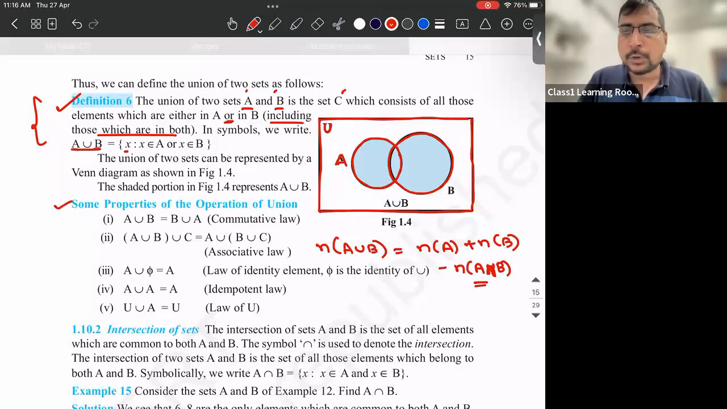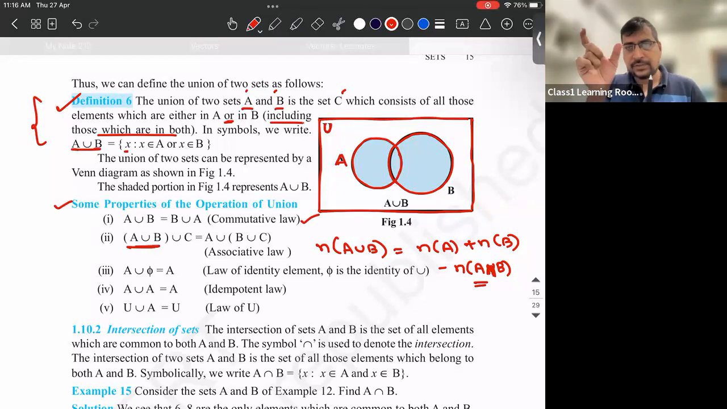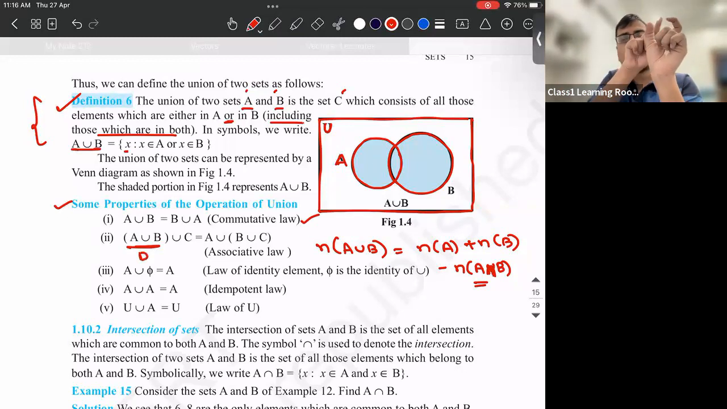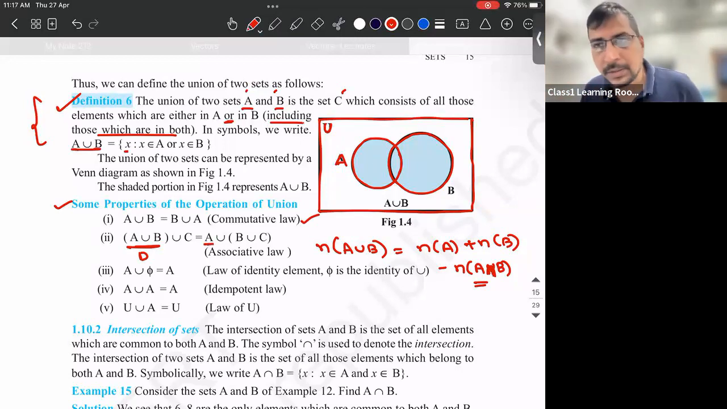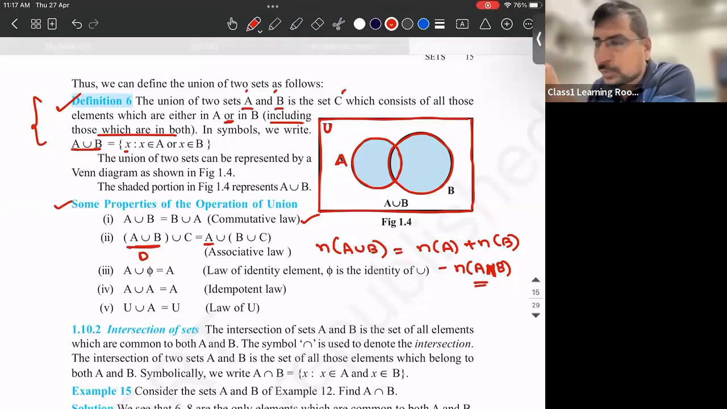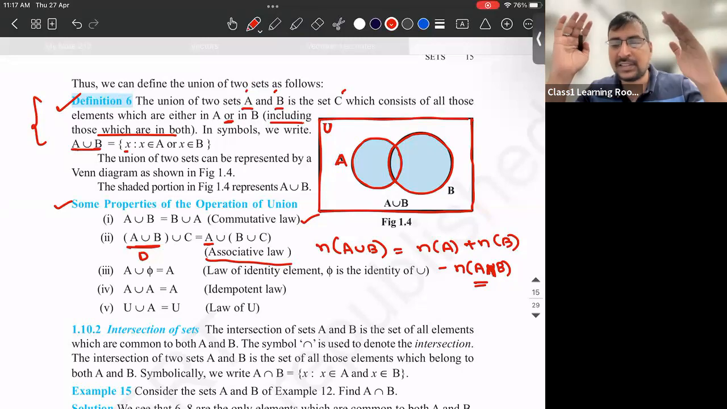So let's see what properties are followed with respect to the operations on union. The first thing is A union B is the same as B union A, which is called the commutative law. Similarly, if I perform A union B first, that gives me a set. Let me call that set D, for instance. If I perform the union of that output set D with C, it is the same as performing A union the union of B and C. That is, I first perform the union operation between B and C, and then I take the union with A. They both are the same. This is what is called the associative law. Similarly, if I take the union of a set with the null set, what do I get?